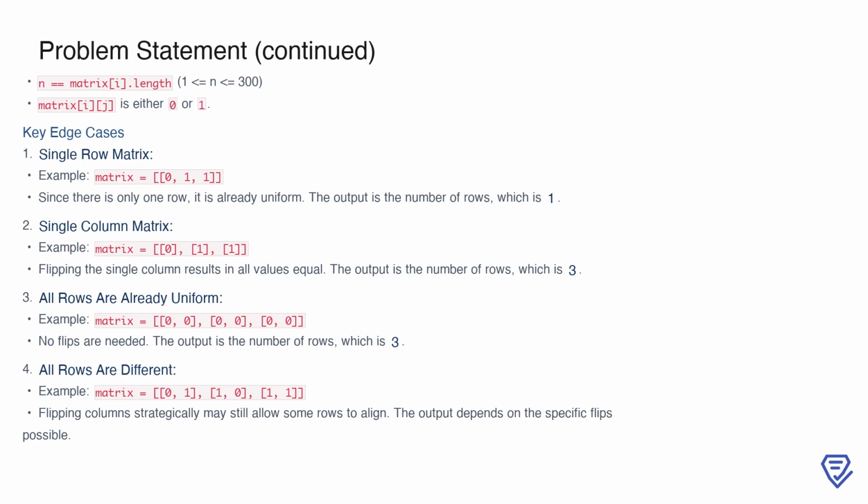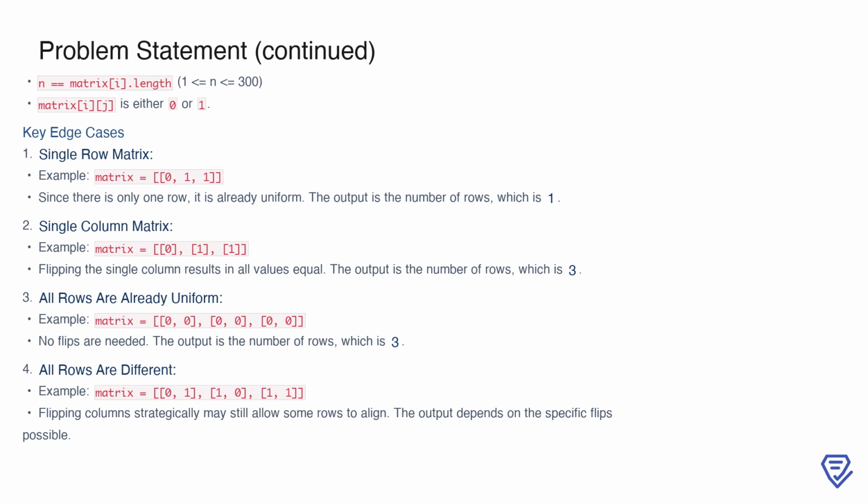The problem comes with certain constraints. The matrix can have up to 300 rows and 300 columns, so it's important to design an efficient solution. Every cell in the matrix is either a 0 or a 1. Let's also consider some edge cases. For a single-row matrix, no flips are necessary since the row is already uniform, so the output is simply the number of rows, which is 1.